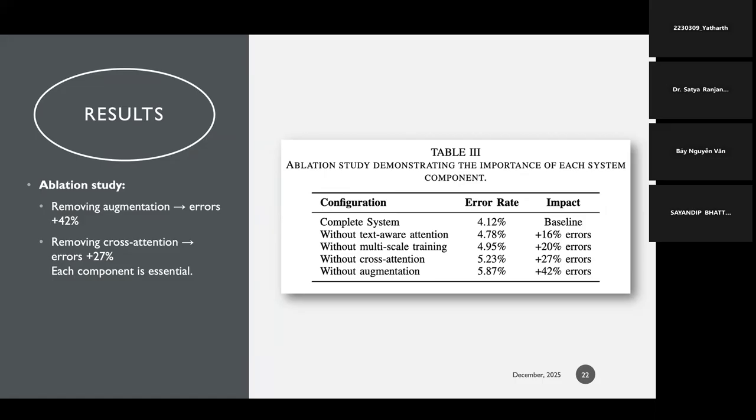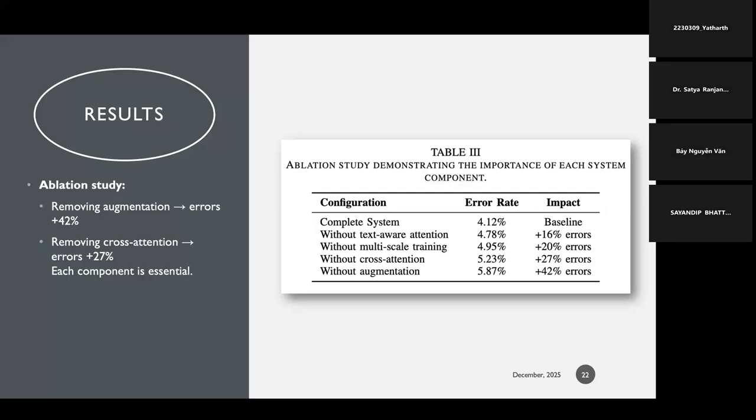And next, we test the architecture itself. We remove the cross-attention mechanism, the bridge that connects the visual image to the textual understanding. Immediately, errors spike by 27%. This confirms that you can't just treat this as a simple image recognition task. The model needs that deep connection between seeing the pixels and understanding the language context to be accurate.